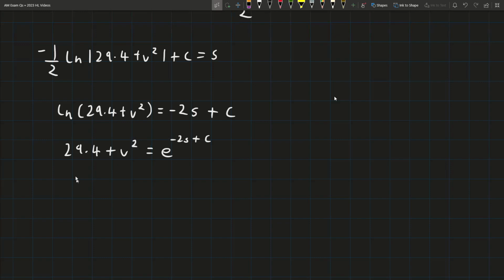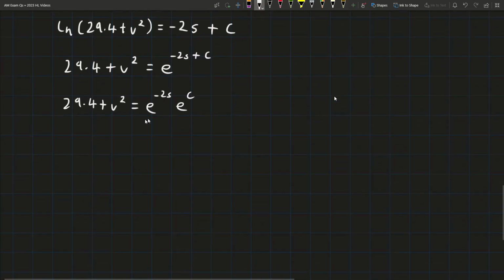Now we can separate that out, so keep the left side the same, 29.4 plus v squared. That's going to be equal to e to the minus 2s multiplied by e to the c, because that's one of the laws of indices. And e to the c is again just a number, so we can just write c. So 29.4 plus v squared equals some constant c times e to the minus 2s. Because again, e to the c is just some number, which we're going to call c. It doesn't matter. And now I think this is a good time to solve for c before we start taking square roots and stuff.